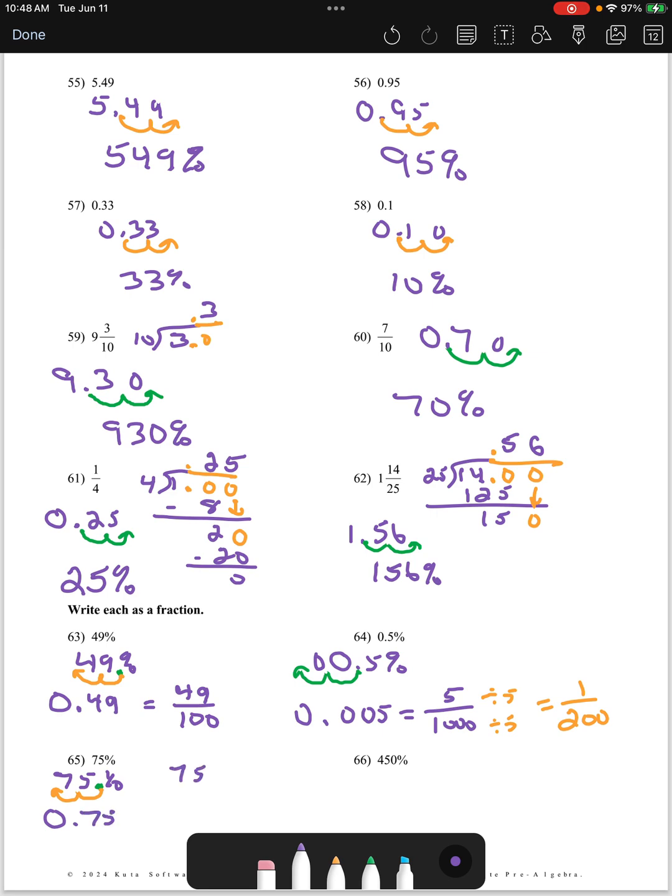75%. Decimal point is invisible on the end. Drag it back 2 places so that we know as a decimal it's 0.75. That's 2 decimal positions, so that's 75 hundredths. That fraction will simplify, giving us a final fraction of 3/4.